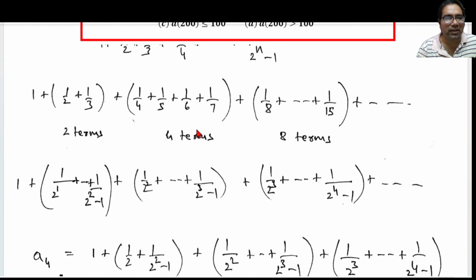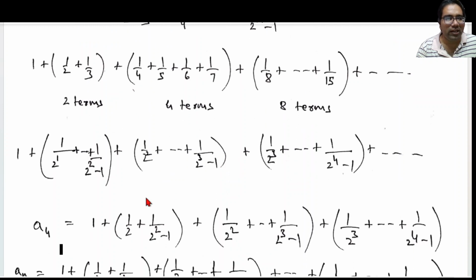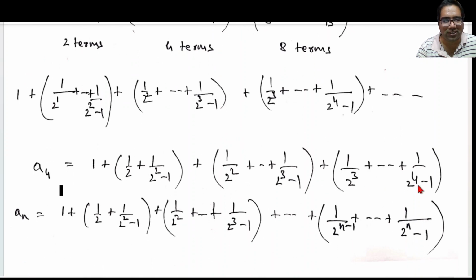So basically whichever buckets we are doing, this bucket is less than 1, this bucket is also less than 1, this bucket is also less than 1. In A4 we have four such buckets. First bucket is equal to 1, second is less than 1, third is less than 1, fourth is less than 1. An will have n such buckets. Basically A of n is less than n, because we have n buckets, each bucket is actually lesser than 1.